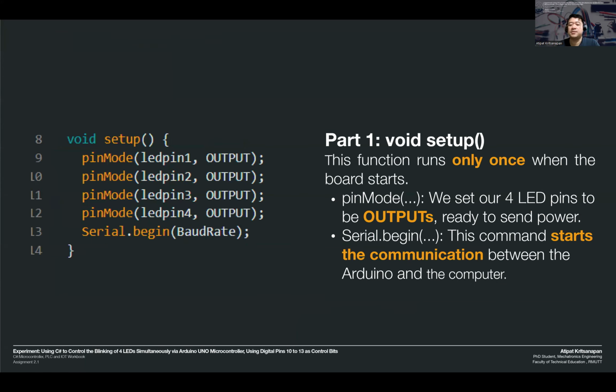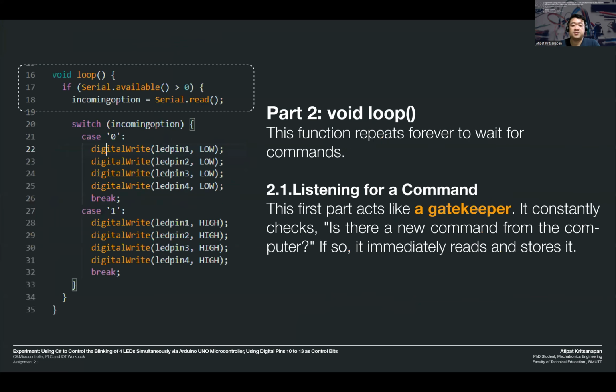Part 2, void setup. This function runs only once when the board starts. pinMode: we set our 4 LEDs to outputs, ready to send power. Serial begin: this command starts the communication between the Arduino and the computer.